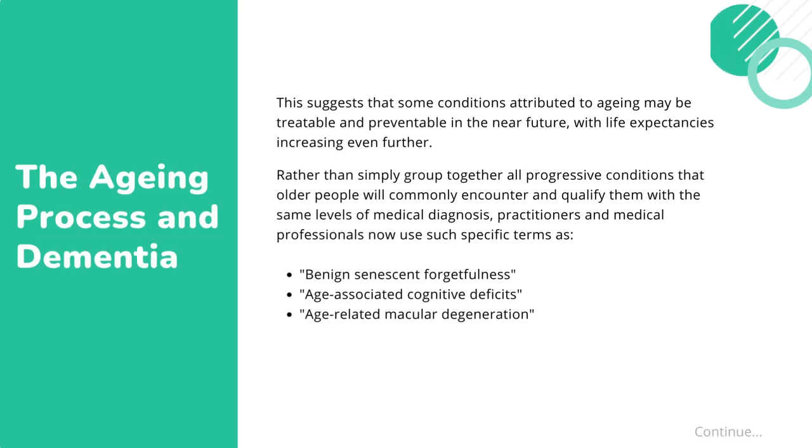This suggests that some conditions attributed to aging may be treatable and preventable in the near future, with life expectancies increasing even further. Rather than simply group together all progressive conditions that older people will commonly encounter and qualify them with the same levels of medical diagnosis, practitioners and medical professionals now use such specific terms as benign senescent forgetfulness, age-associated cognitive deficits, age-related macular degeneration.